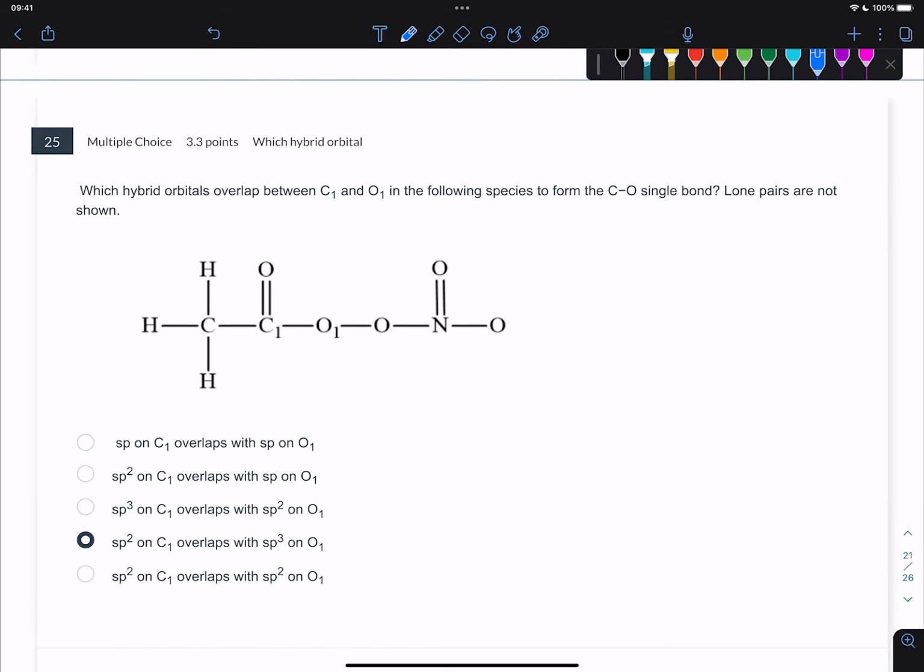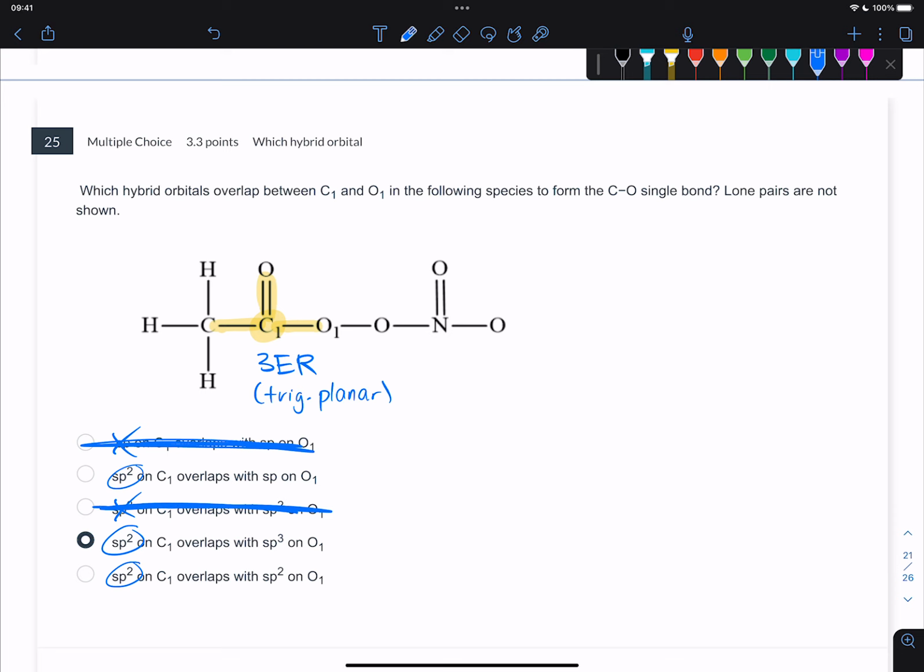Which hybrid orbitals overlap between C1 and O1 in the following species to form the CO bond? So, thinking about it with the trick I showed you earlier, how many electron regions does C have around it? Well, it's going to have 1, 2, 3. So there are 3 electron regions. Now the geometry around that happens to also be trigonal planar. That's the electron region geometry. As we said earlier, that means it's going to be sp2. So we have sp2, sp2, sp2. sp would be linear and sp3 would be tetrahedral. So those are not in the running anymore.